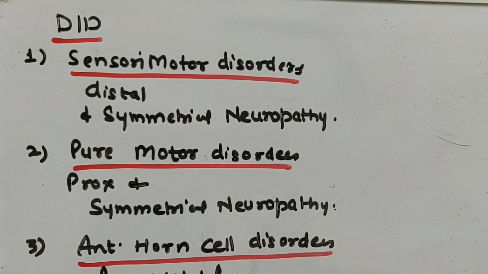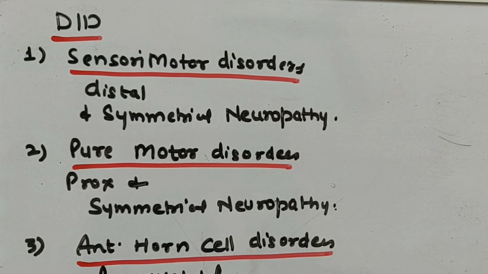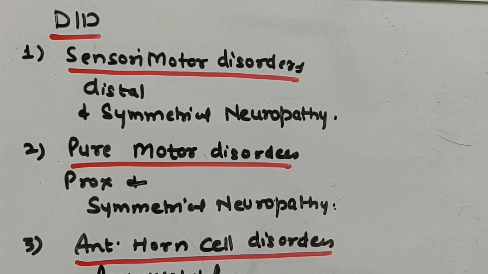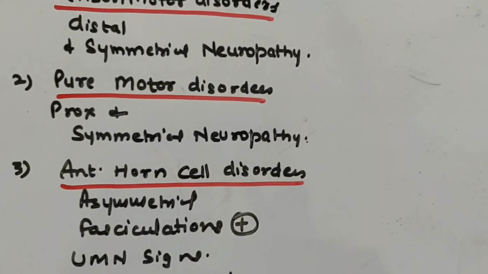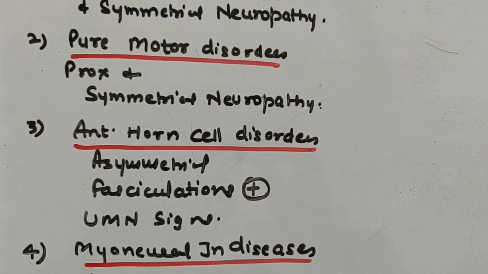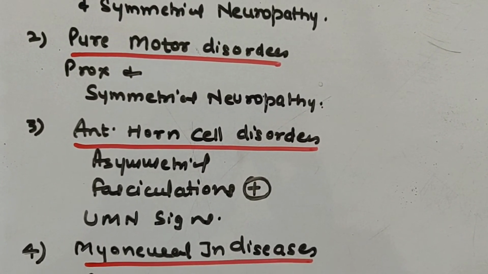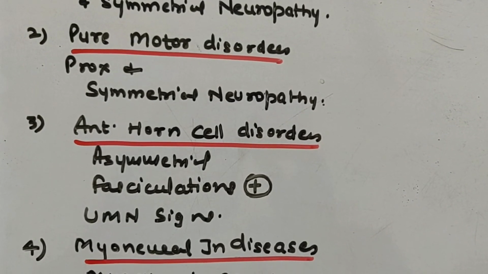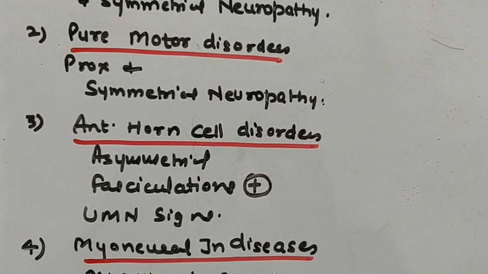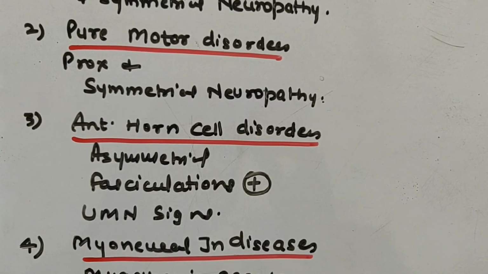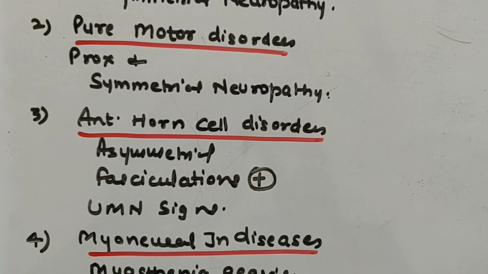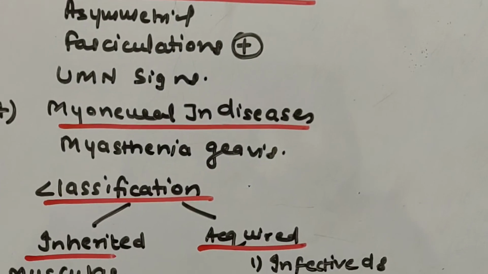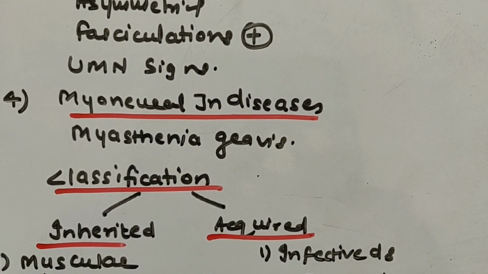Differential diagnoses include sensory motor disorders, which have distal and symmetrical neuropathy. Pure motor disorders have proximal and symmetrical neuropathy. Anterior horn cell disorders have asymmetrical neuropathy, fasciculations present. They may have upper motor neuron signs. Myoneural junction diseases like myasthenia gravis.